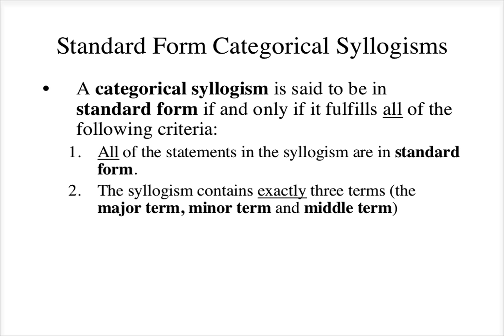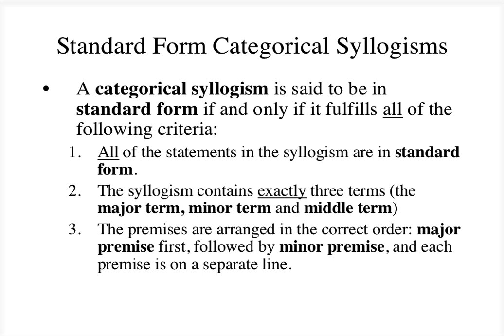The syllogism needs to contain exactly 3 terms: the major term, the minor term, and the middle term. The premises need to be arranged in the correct order. We start with the major premise first, then the minor premise, and of course each premise is on a separate line. The premises being on a separate line is the same as with a standard form argument.